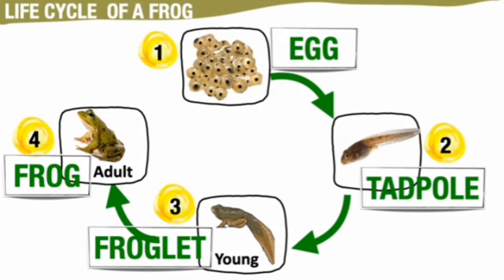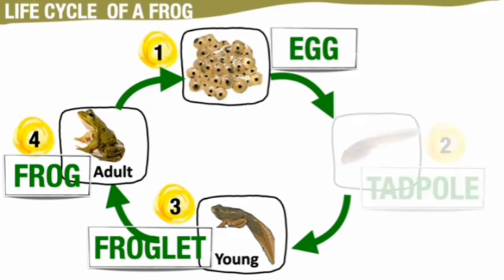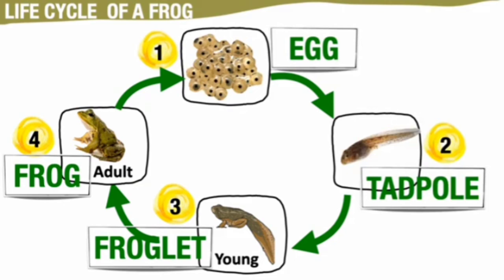The life cycle of a frog repeats again when the female adult frog lays its eggs in water again. To sum it up, the life cycle of a frog has 4 stages. These are egg, tadpole, the young called froglet, and the last stage, the adult frog.